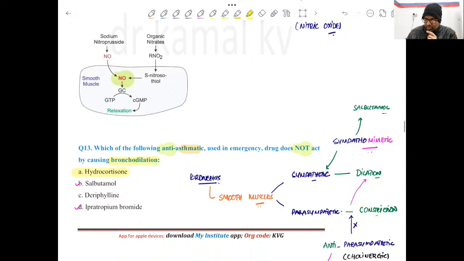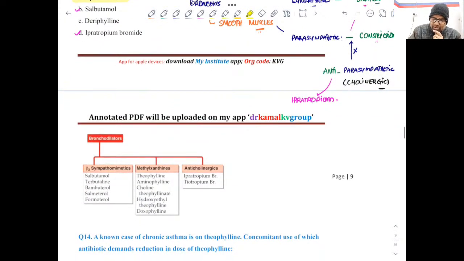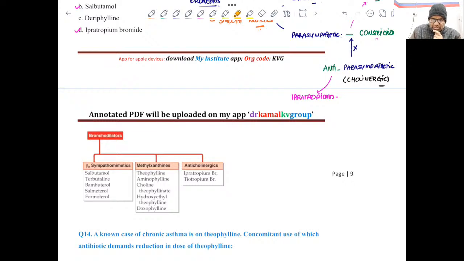Perfect, Bhavnesh. Now, if you wish, you can remember the classification of bronchodilators. Beta-2 sympathomimetics. If we are using the word mimetics, it means acting the same, right?